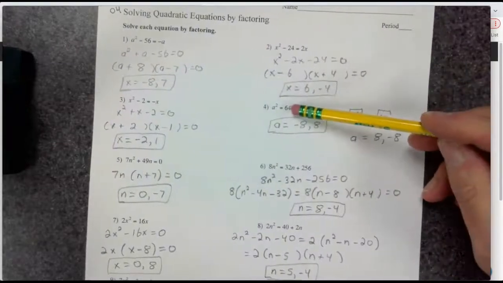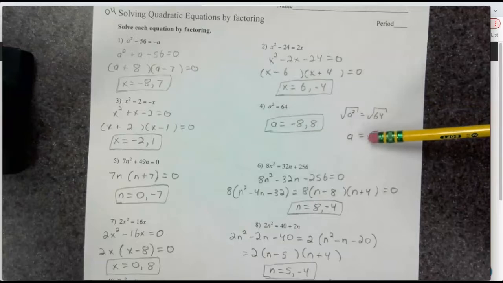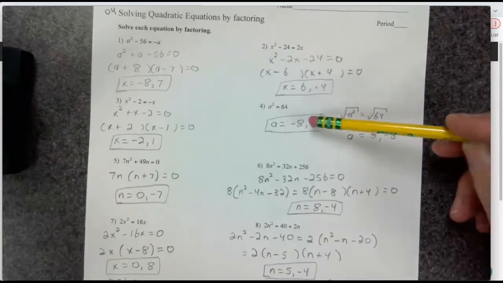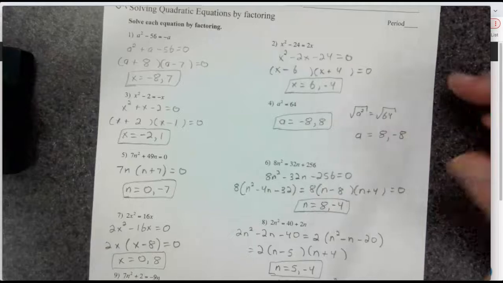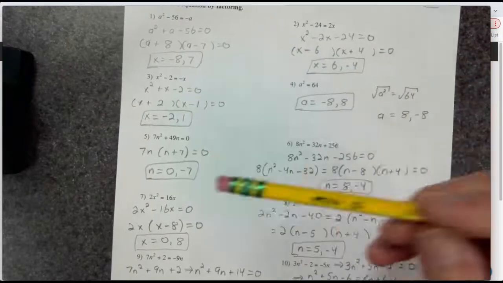All right, this one is pretty easy. Just take the square root of both sides. Just keep in mind that there's an 8 and a negative 8, because negative 8 squared is 64, positive. All right, we'll look more at that here next week.